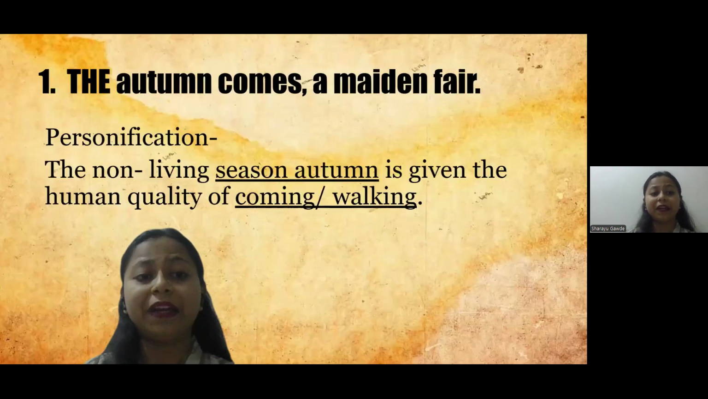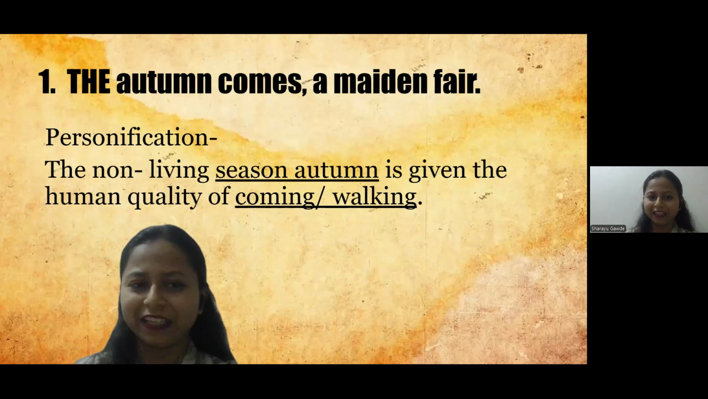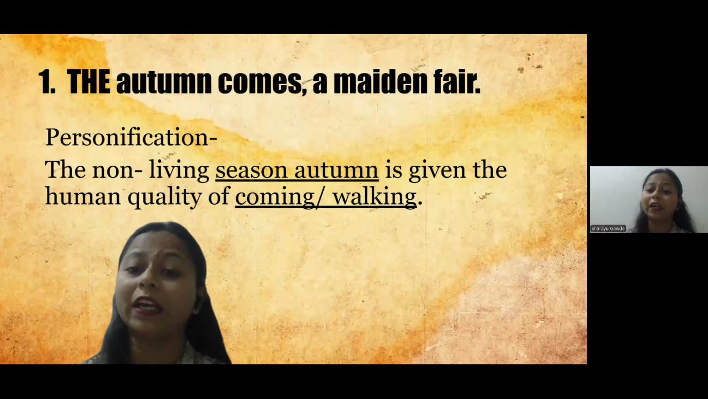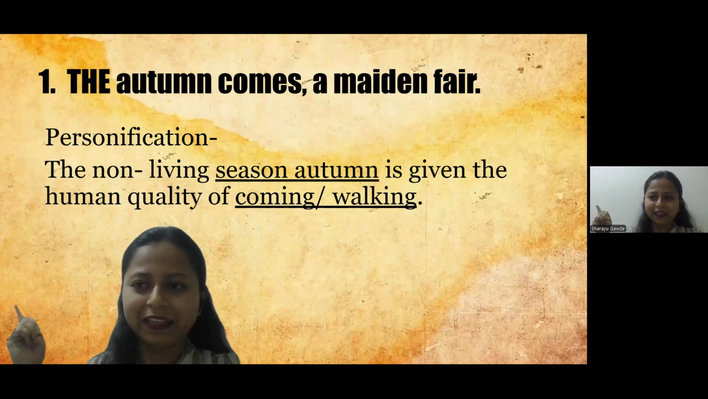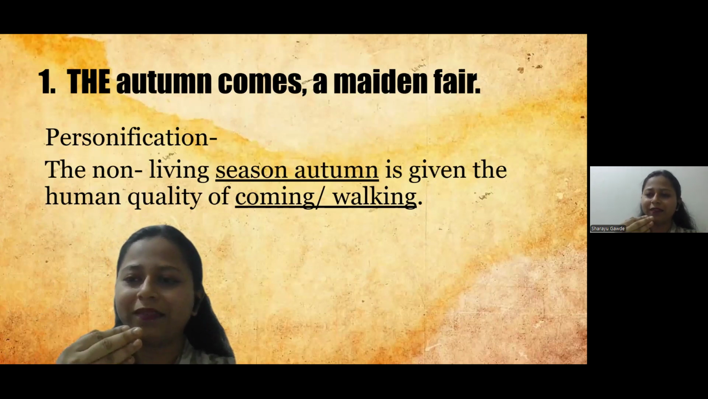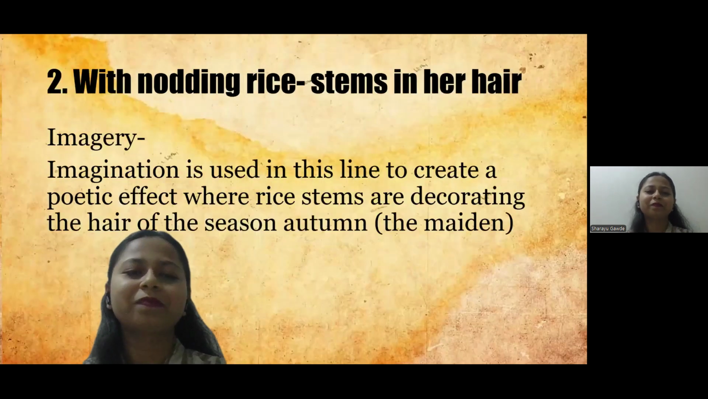The autumn comes a maiden fair. Over here, which is the figure of speech? It is personification. The non-living season autumn is given the human quality of coming or walking. So here autumn is compared to a woman. So it is personified into a living thing. What the living thing is doing, that is walking.